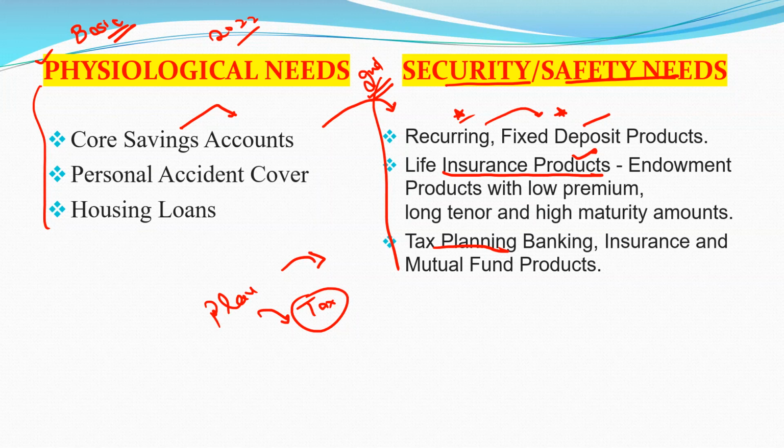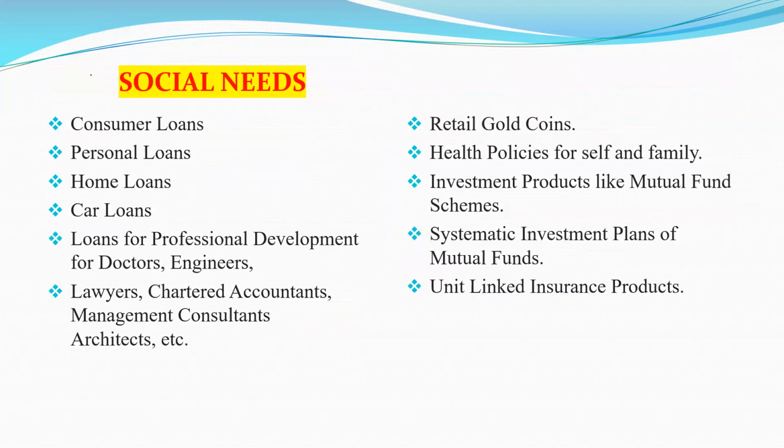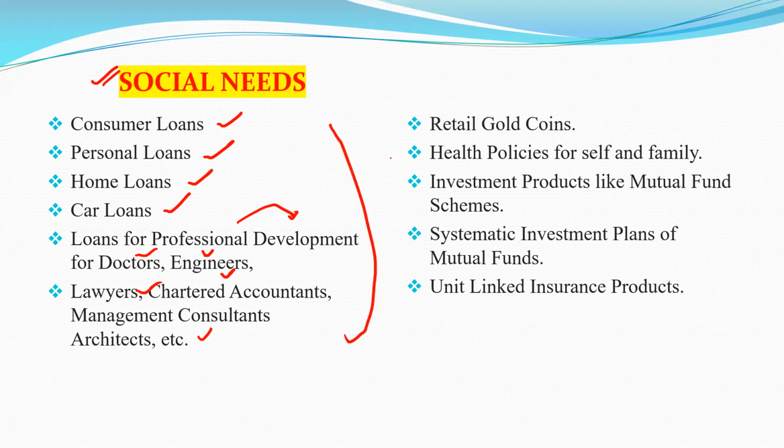First one is psychological needs, and after that we move towards the security or safety needs. Next one is the social needs, that is consumer loans, personal loans, home loans, car loans, loans for professional development, for doctors, engineers, lawyers, chartered accountants, management consultants, architects, etc. All these things come under the social needs.